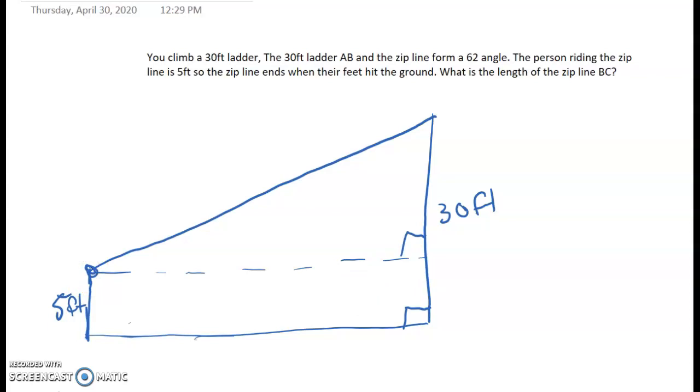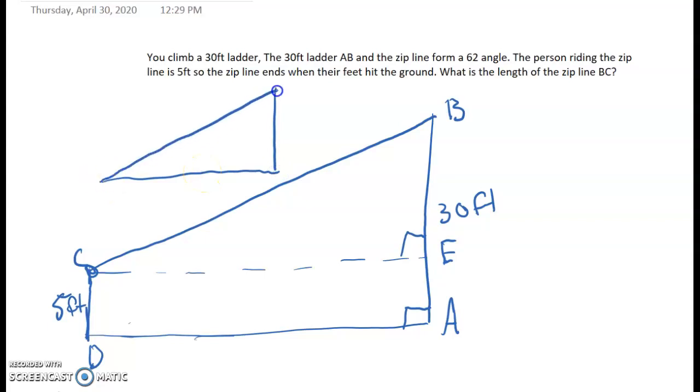But first we have to name all the points. So this will be A, this will be B, this will be C, this will be D, and this will be E. So after we do that, we can redraw it over here. So when we do this, you get like that. Oh, my bad. I forgot to draw 62 degrees in there. 62 degrees there. 62 degrees there.